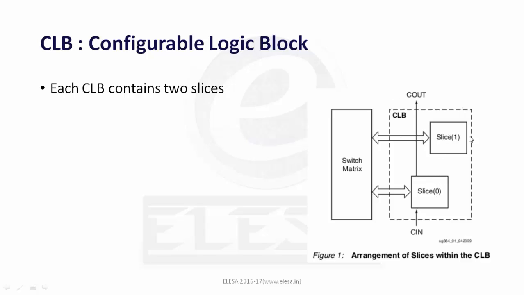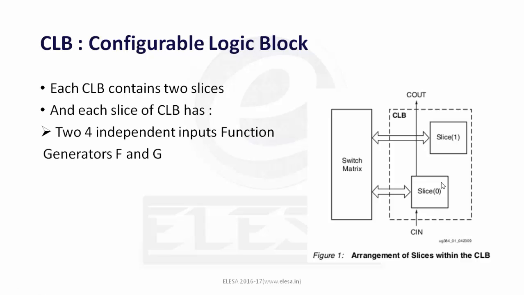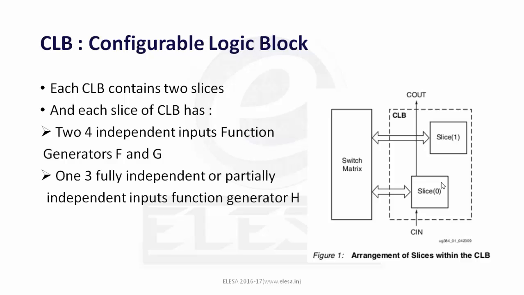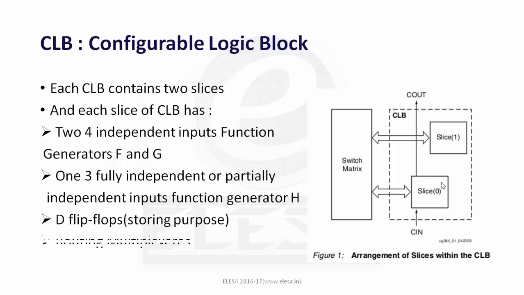So this is the CLB, which has two slices, and each slice of the CLB will have four independent inputs: function generators F and G, three fully independent or partially independent input function generator H, D flip-flop, and the routing multiplexers.